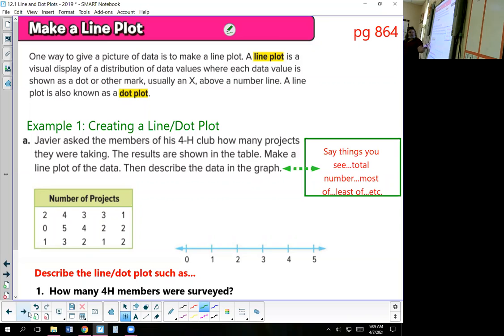Okay, so ready? We are going to take this data and graph it. So what was the statistical question? He asked his members, how many projects did each 4-H club member take?